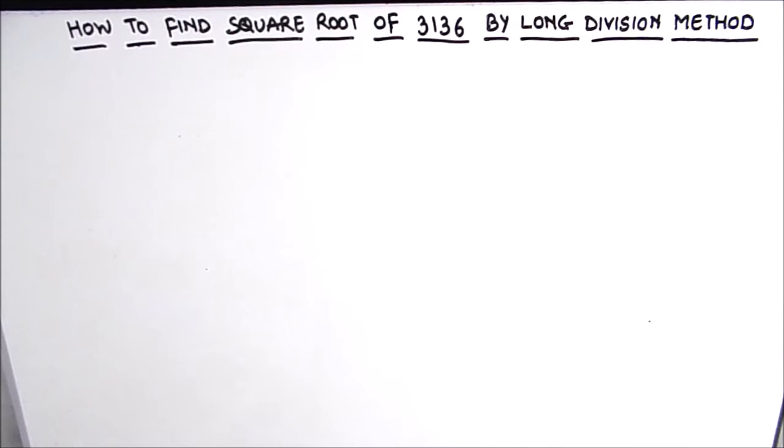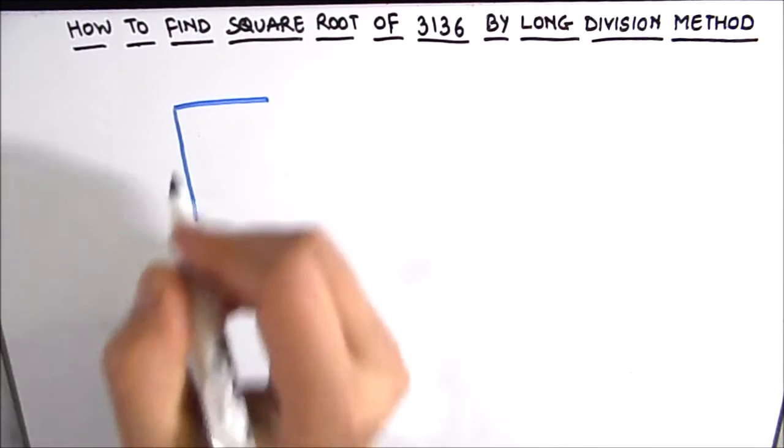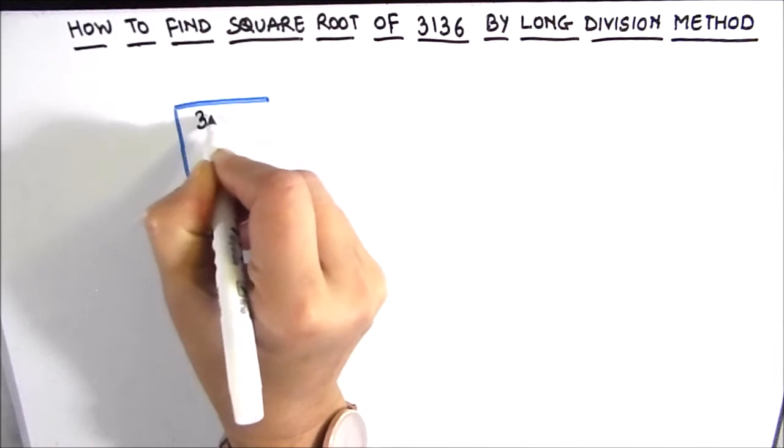Hello students, in this video we are going to learn how to find the square root of 3136 by the long division method. There are two methods for finding the square root of any number. One is the prime factorization method and the other is the long division method. The long division method is used for large numbers. So let us start.